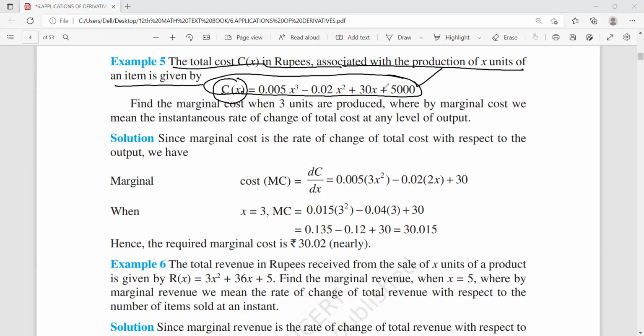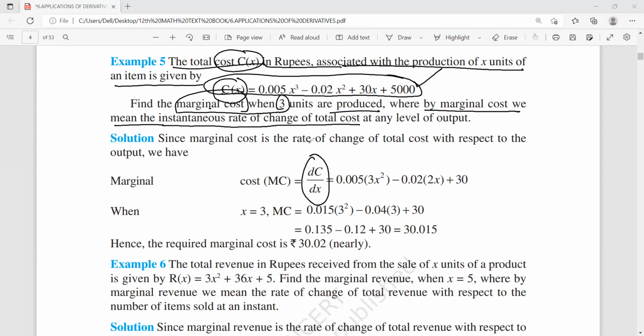You will get the cost. Find the marginal cost when 3 units are produced. See, whenever you use marginal cost, this means rate of change in cost. So rate of change in cost means what? dc by dx. That's it. You need to understand. By marginal cost, we mean the instantaneous rate of change in total cost. You understand total cost, so the cost is this much, C of x.